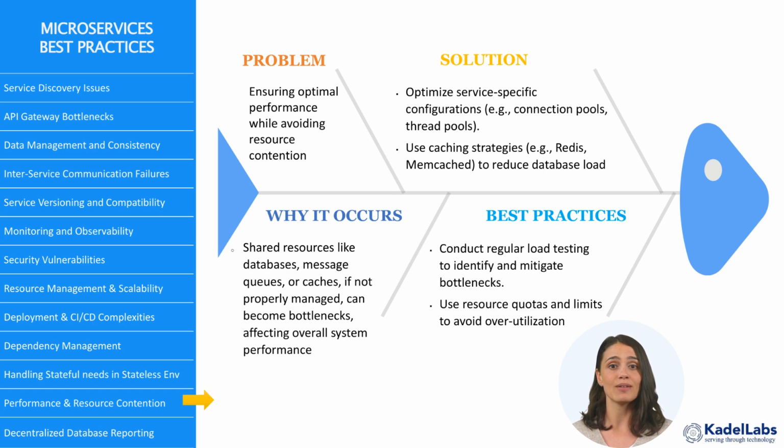To optimize performance, we adjust service-specific settings like connection pools and use caching tools like Redis to reduce database load. Regular performance testing, setting resource limits, and continuous monitoring help maintain efficient operations and adjust to demand changes. These strategies help boost performance and reduce contention in microservices. Next, we'll discuss decentralized database reporting challenges.